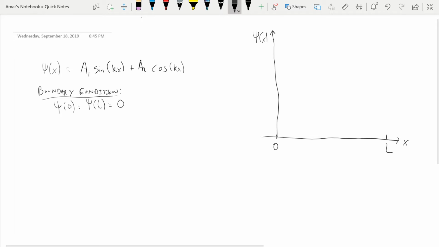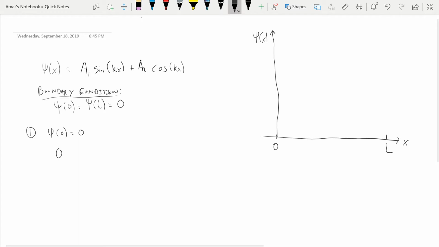Okay, so we have the form of the solution, and now we just need to plug in the boundary conditions to figure out what A1 and A2 are. So let's first see what we can do with psi of 0 equals 0. All right, so this is the first boundary condition. We have two boundary conditions and we have two unknowns, so that will allow us to find A1 and A2.